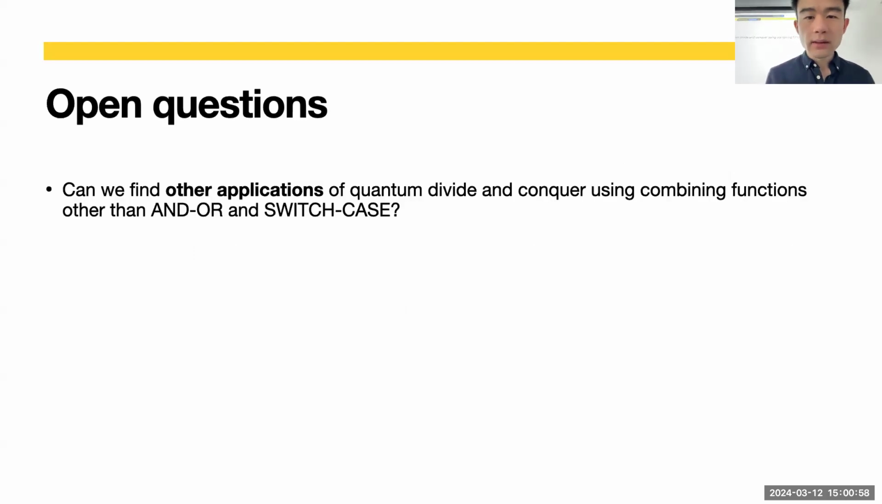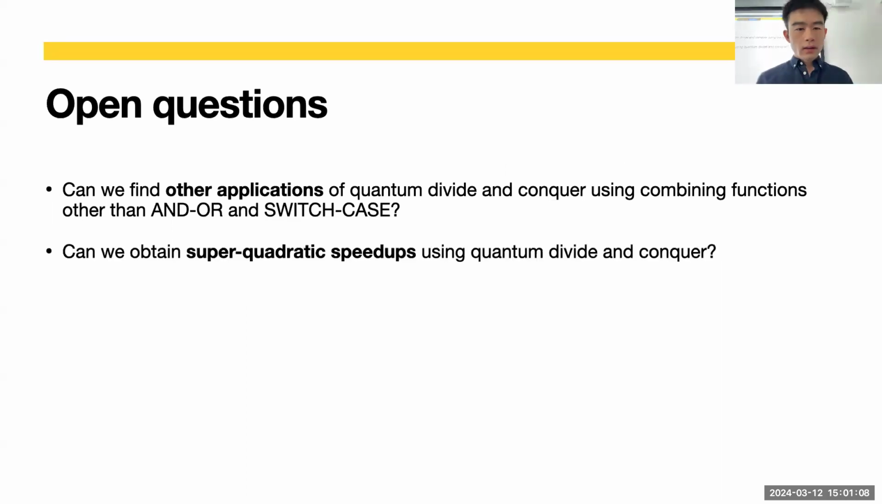The first is, can we find other applications of this framework? In particular, can we find applications where the combining operations are not AND, OR or the switch case? A second question is, can we obtain super quadratic speedups using this framework? There's a trivial way in which you can come up with super quadratic speedups in this framework, because you can just embed your super polynomial quantum speedup into the computation of the auxiliary function. But what we want is a more synergistic way of coming up with a super polynomial speedup using this framework.